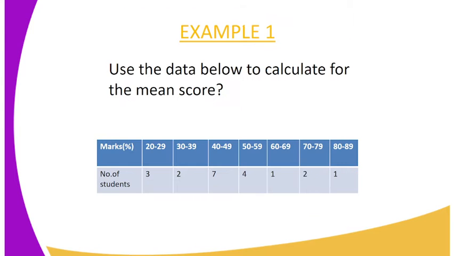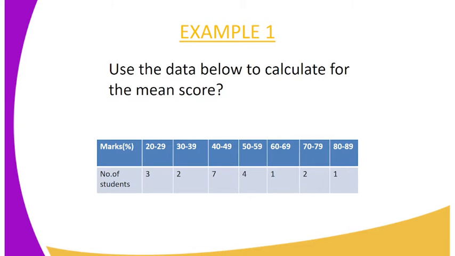There is an example here. Example 1: you are supposed to use the data given here. There are some students who sat for an exam, and this table represents their marks. The number of students represents the frequency of the data, that is, the number of students who sat for that particular exam.